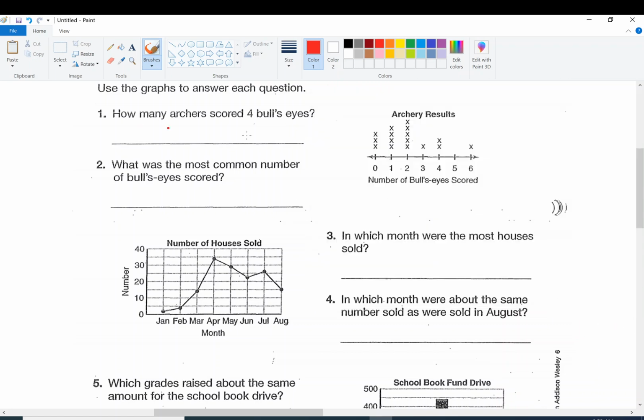Hey Griffin, so today we're going to be looking at the homework that you had, involving graphs, and how to read graphs. So you're going to use these graphs here to answer each of the questions here. So we'll start with this first one here.